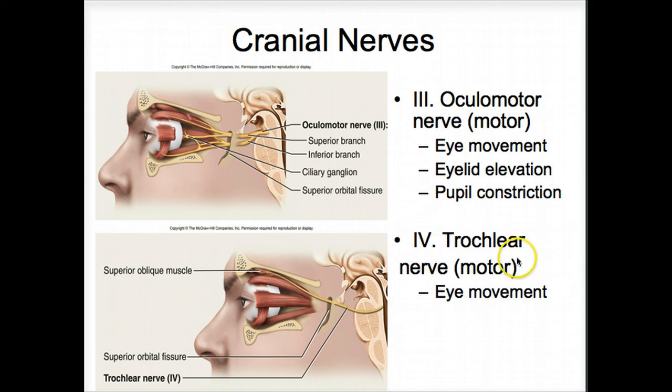Okay, the trochlear nerve, number 4, is a motor nerve primarily, and it deals with eye movement. It goes to one of the extrinsic eye muscles, so it doesn't have as big of a role as the oculomotor nerve, but an important one here in eye movement.